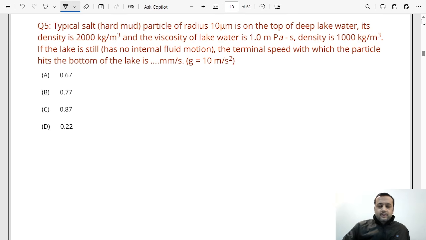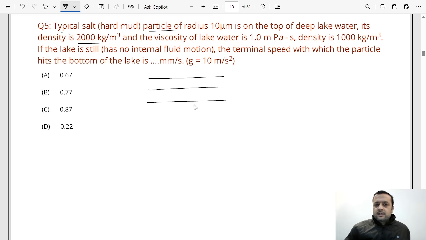Let us have a look at the next question. A typical salt particle of radius 10 micrometer is on top of a deep lake. Its density is 2000 kg per meter cube, and the viscosity of lake water is 1 millipascal second. Density of water is 1000 kg per meter cube. If the lake is still, we have to find the terminal velocity with which the particle will hit the bottom. So it's a classic question of terminal velocity, if you remember.